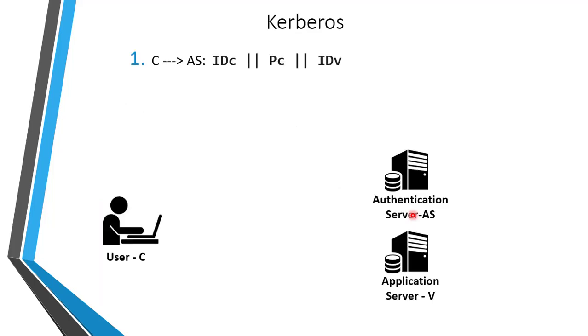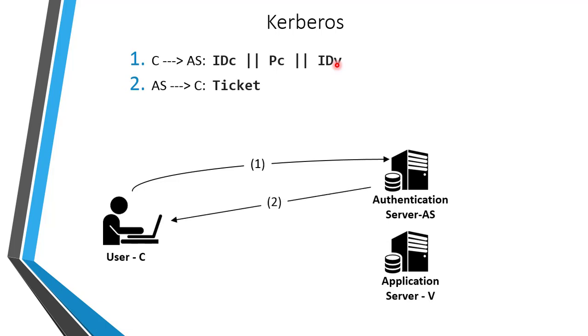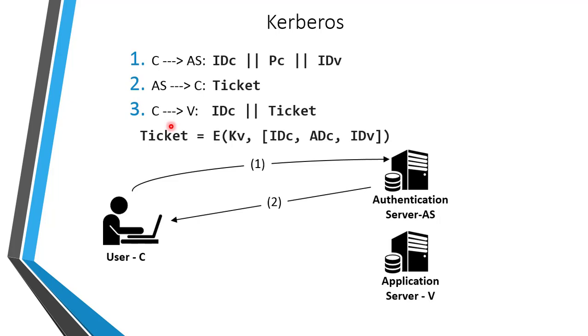So this is the simple Kerberos application, in which first of all the client or user will send a request to the authentication server with its own ID and the ID of the server. Next, the authentication server will find the password of the client and verify the client, and after that send the ticket to the client. So the authentication server will reply with the ticket of the service to the client.